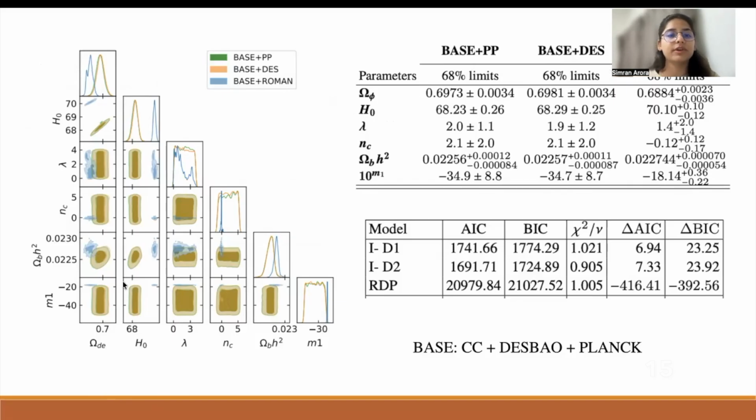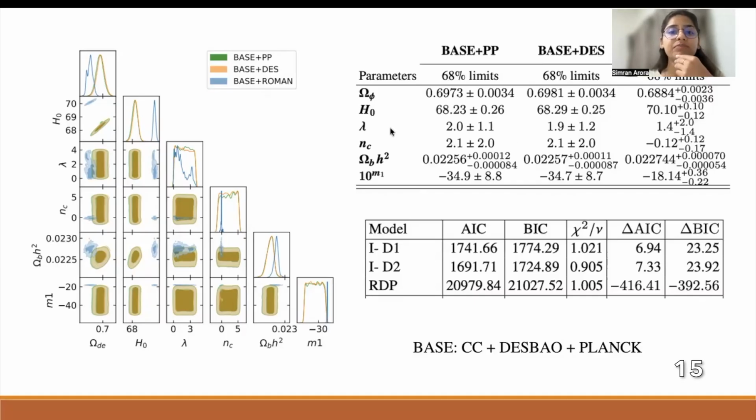So these are the observational analysis results we have. We have constrained certain free parameters, and some of them are fixed because their values were so small that they do not affect the cosmic evolution. The other parameters which might affect the cosmic evolution have been constrained by combinations of these data sets. We have used the base, which basically means the combination of CC plus DESI BAO plus Planck, and the base was common in all the combinations, but we have used different supernovae. One was Pantheon Plus, the second was DES-Y5, and the third was Roman.